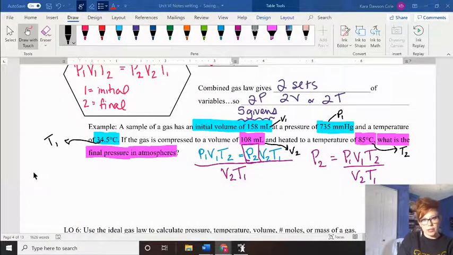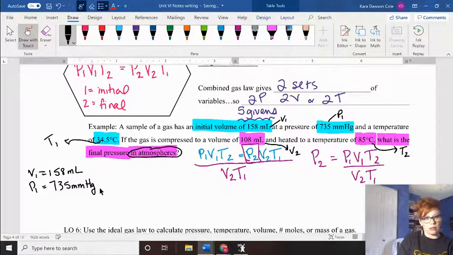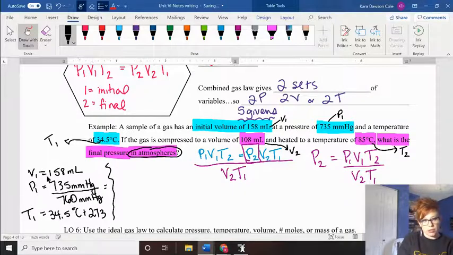Writing all this stuff out, I have volume 1 is equal to 158 milliliters. Pressure 1 is equal to 735 millimeters of mercury. Now, I need my final pressure in atmospheres, so you can go ahead and convert that now, or you can convert it after the problem is finished. I'm going to go ahead and choose to do it now, so all I have to do is divide by 760 millimeters of mercury, because that's equal to one atmosphere. My T1 is equal to 34.5 degrees Celsius plus 273. So this is all my initial stuff.